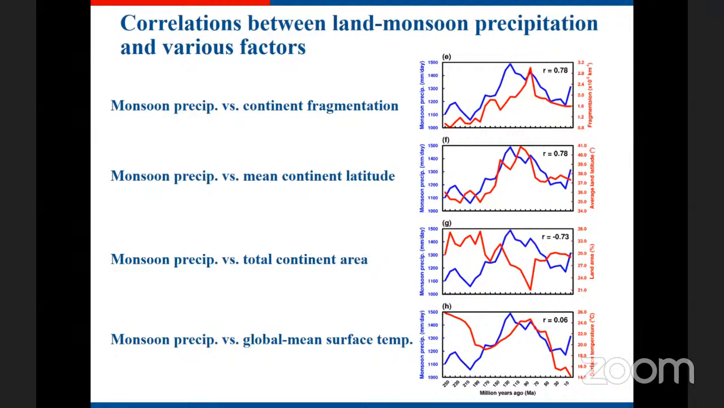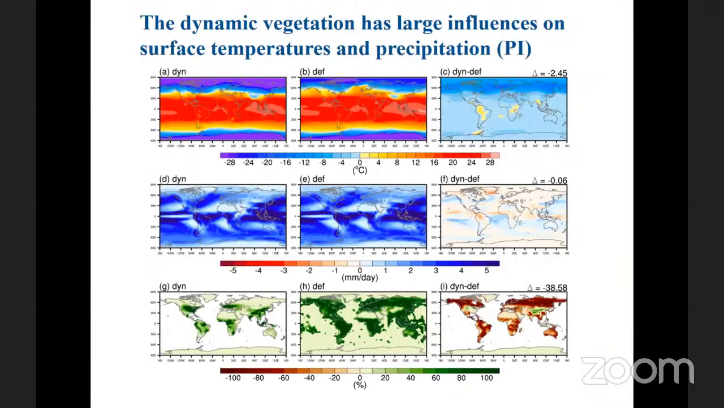Also, the monsoon precipitation has no good correlation with global mean surface temperature. The correlation is very, very low. So finally, I think the NCA model development group would be interested in what kinds of problems we have in the simulations.